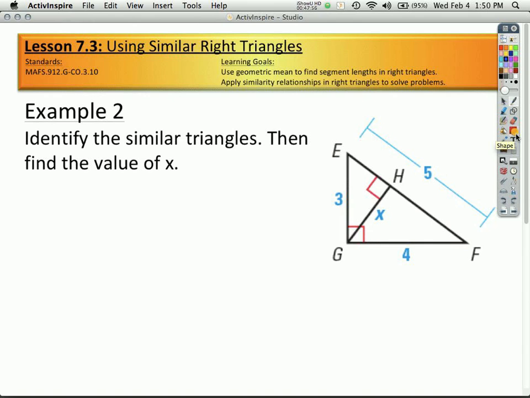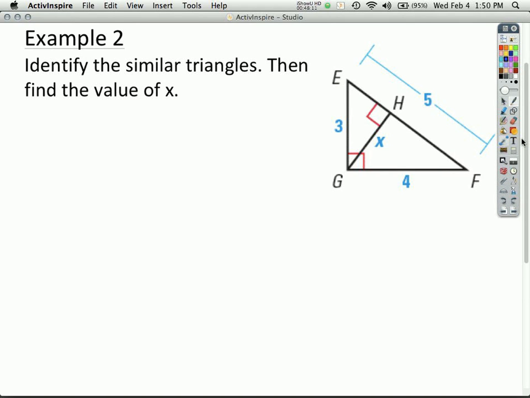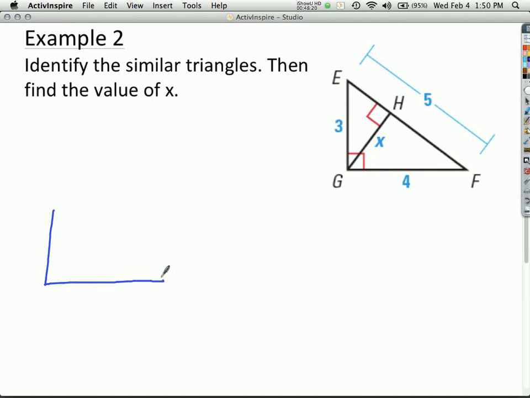So instead of writing out GEF, and then HGE, and then HFG, or whatever the order would be, instead of writing it out as a similarity statement, I want to actually sketch the 3 triangles, okay? So let me move this up. And I'm going to draw my sketches down here side by side. So here's the first triangle. I'm going to draw the original triangle. And again, it's a sketch, so don't judge me on my lack of accuracy or lack of perfection.